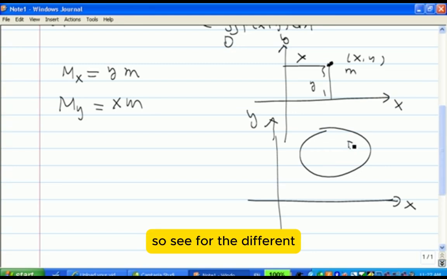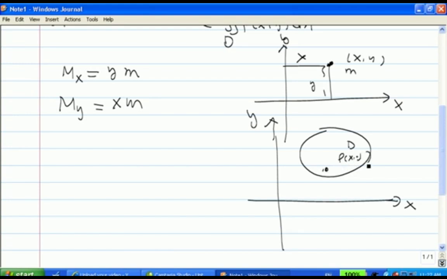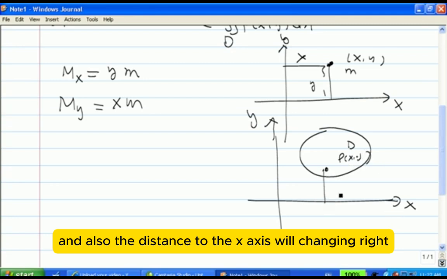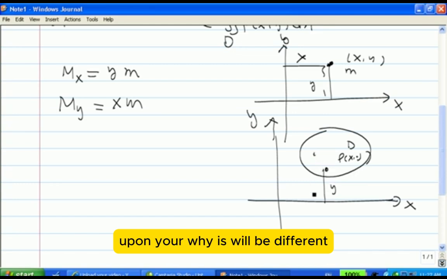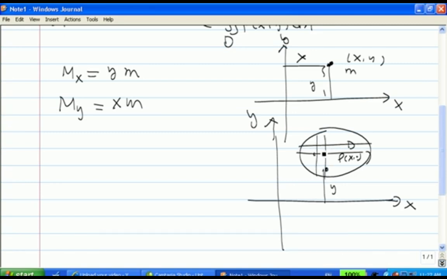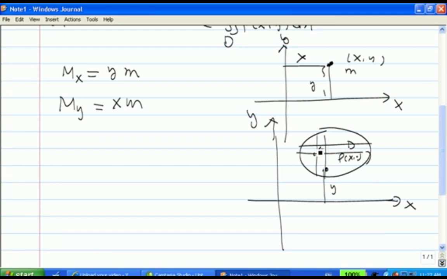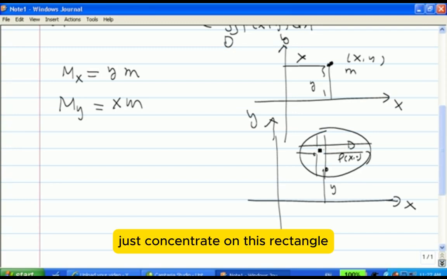See, the problem is more complicated because for different points your density will be different, and also the distance to the x-axis will change. This is your y. For different points, your y will be different. So what do we do again? The problem is they're not constant. So you make those smaller pieces, then you can treat everything as a constant. So just concentrate on this rectangle.